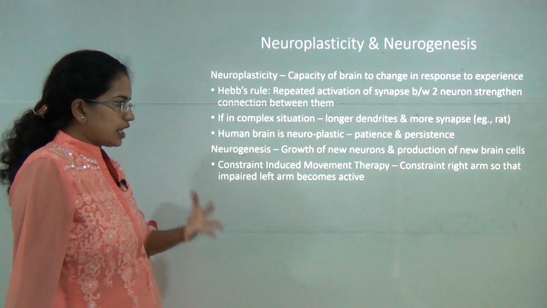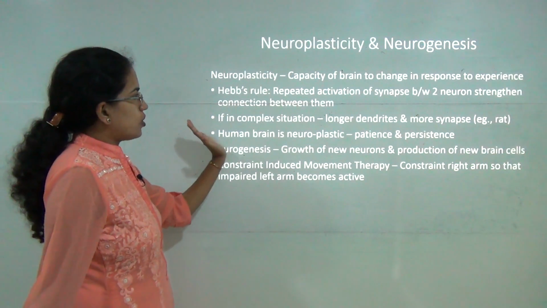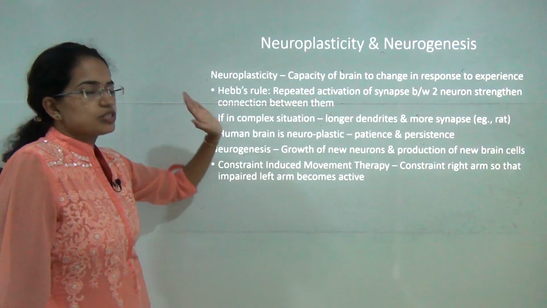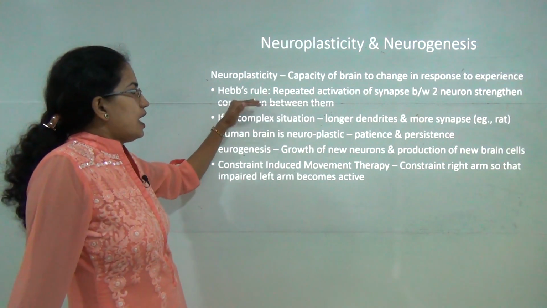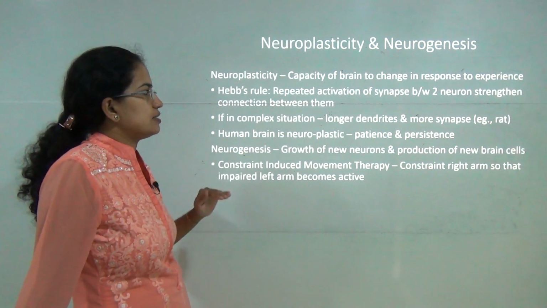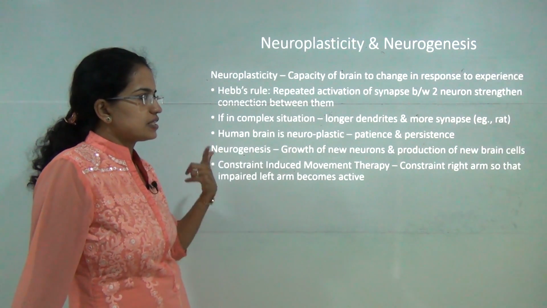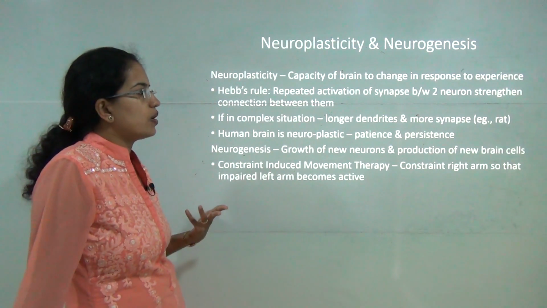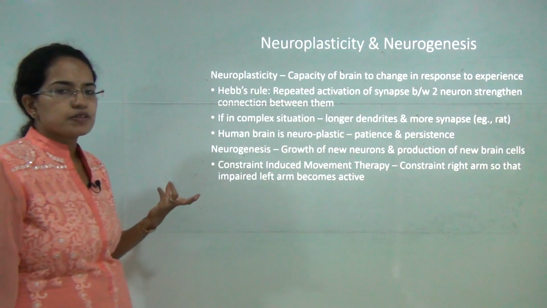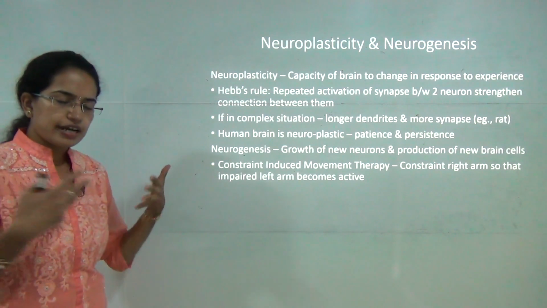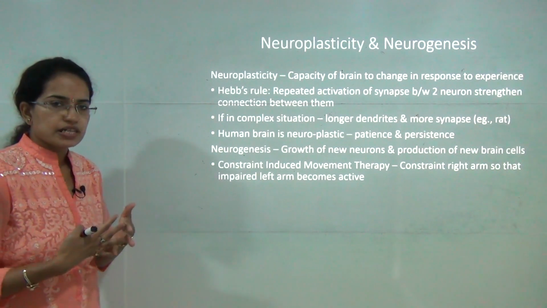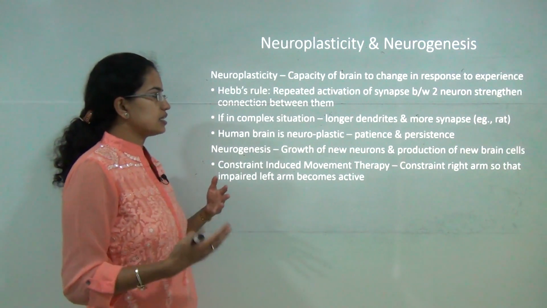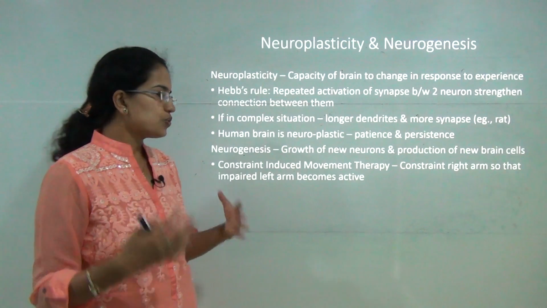Considering this concept of neuroplasticity, there was a rule propounded by Hebb, known as Hebb's rule, and he extended the concept that repeated activation of a synapse between two neurons strengthens the connection between them. So if there is repeated interaction, repeated activation, it would strengthen the connection between the two neurons.